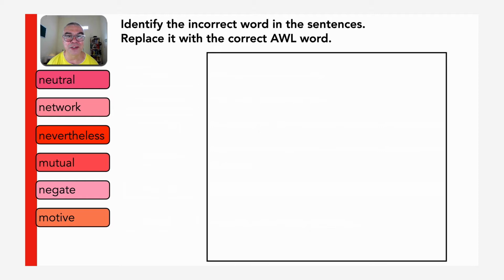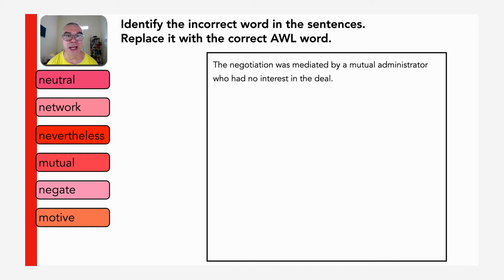Neutral, network, nevertheless, mutual, negate, motive. And for this exercise, I'd like you to identify the incorrect word in these sentences, replace it with a more appropriate AWL word from the group. Okay, let's get started. The negotiation was administrated by a mutual administrator who had no interest in the deal.